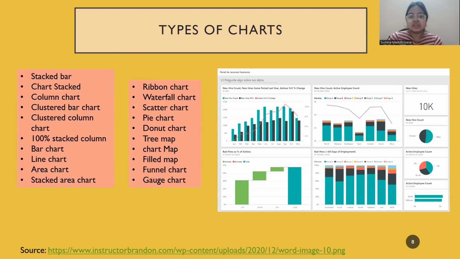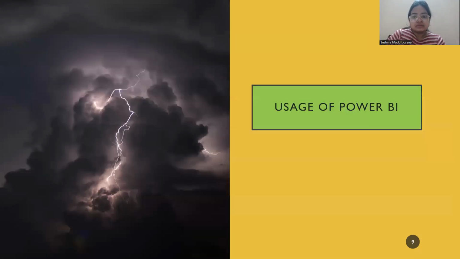We have different types of charts used in Power BI. They are stacked bar chart, stacked column chart, clustered bar chart, clustered column chart, 100% stacked column chart, line chart, area chart, tree map, filled map, funnel chart, gauge chart, pie chart, and donut chart. So these are all the types of charts used by Microsoft Power BI.